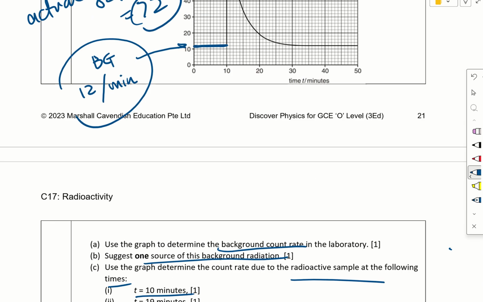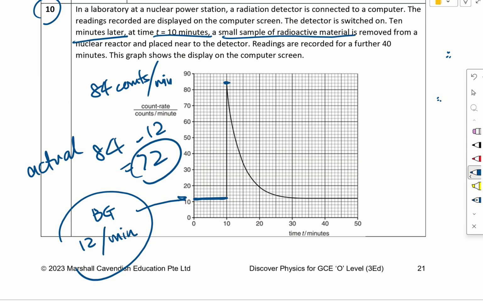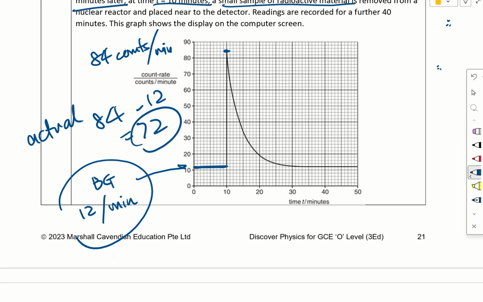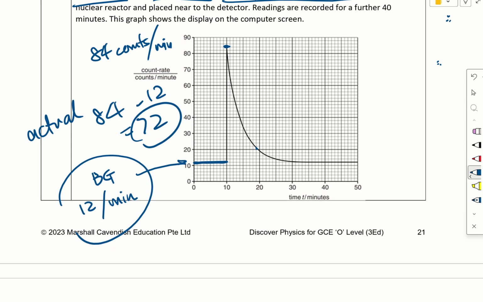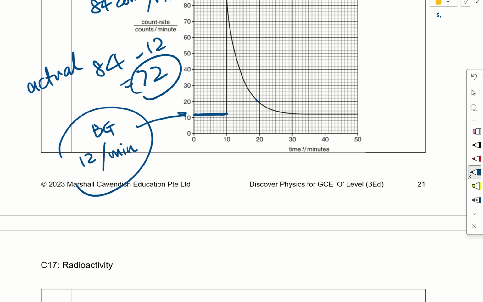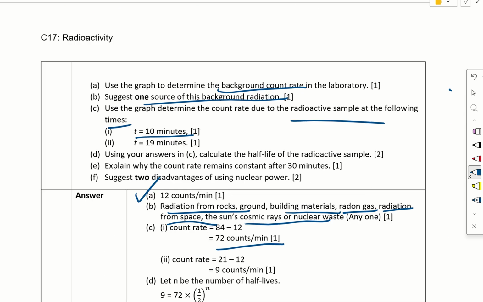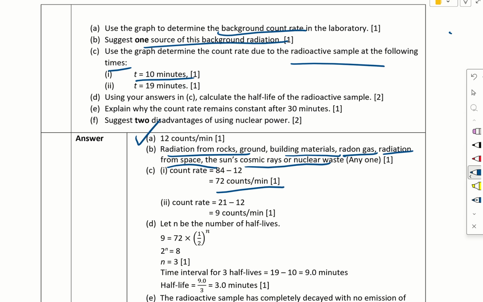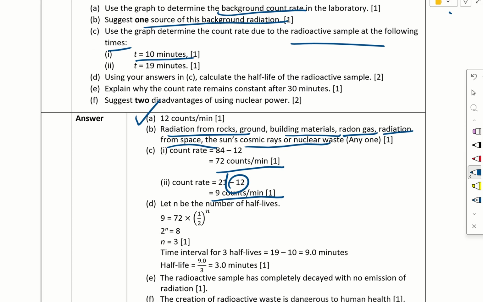Okay, so see part 2. At t equals to 19 minutes. Okay, so at t equals to 19 minutes, I read off is about 21. So what is the count? It is actually 9 counts per minute. So again, we take into account that there is a background count. So it becomes 9 counts per minute.